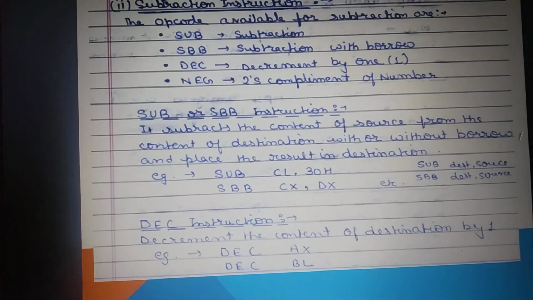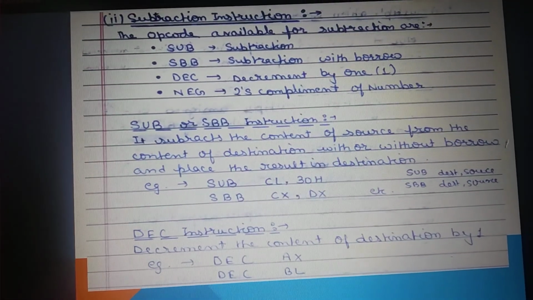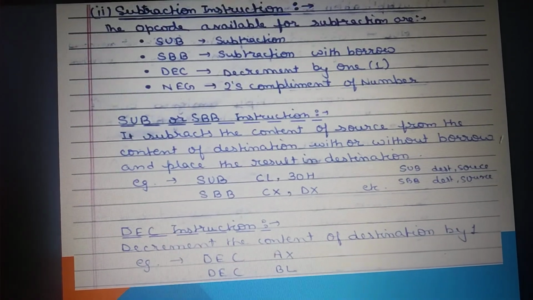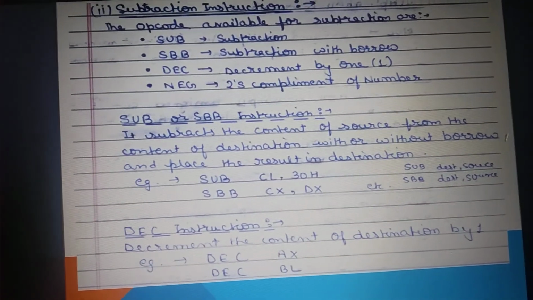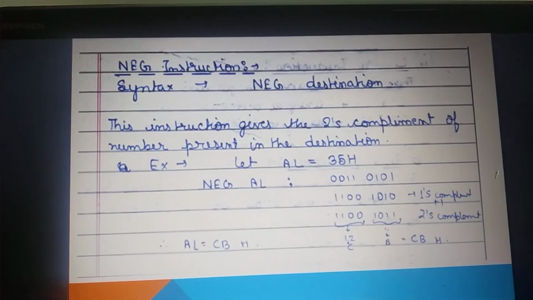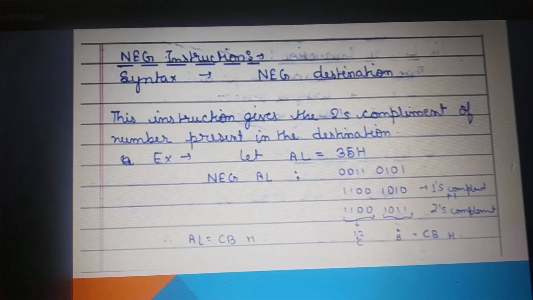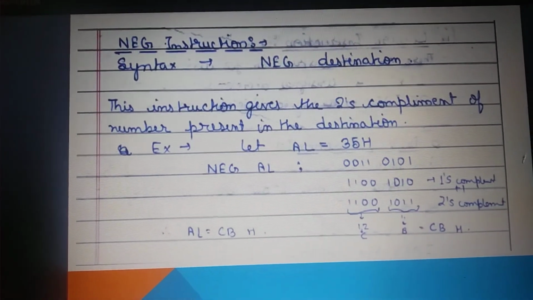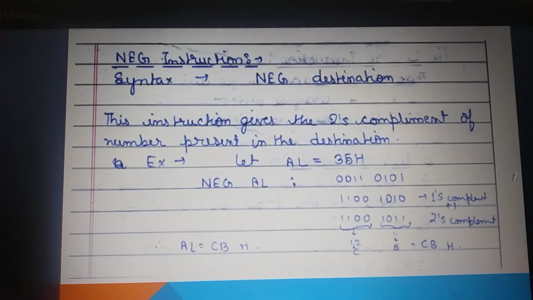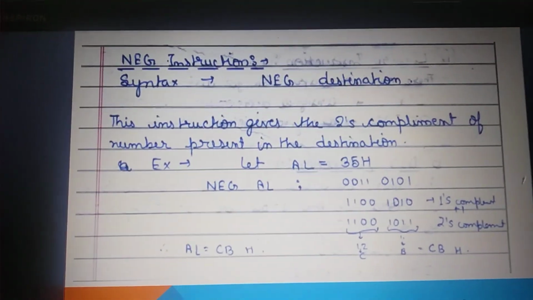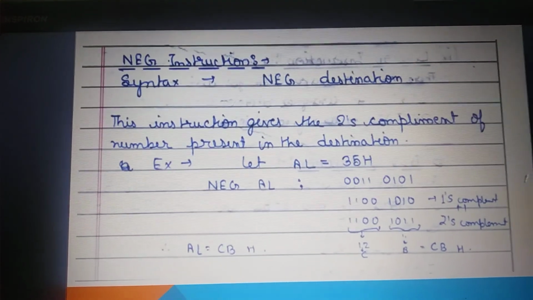Now the next instruction is the DEC instruction. This is the decrement instruction, and when it is executed, the content of destination will be decremented by 1. One more instruction is the NEG instruction. This is used to represent the negative of a number stored in the destination. For obtaining the negative counterpart of a number, we have to take the 2's complement. It means this instruction is used to take the 2's complement of a number.